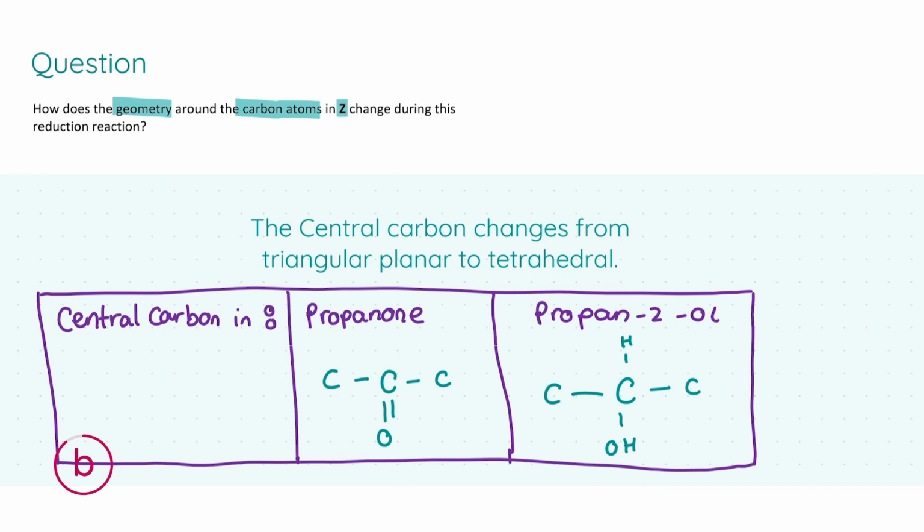What I've drawn down here is the geometry around the central carbon atom, because that's the only place where the geometry is going to change. And the answer is that the central carbon changes from triangular planar, which it was in propanone, as you can see in my diagram, to tetrahedral, which it now is in propan-2-ol. For answering this question, you're going to get 3 marks.